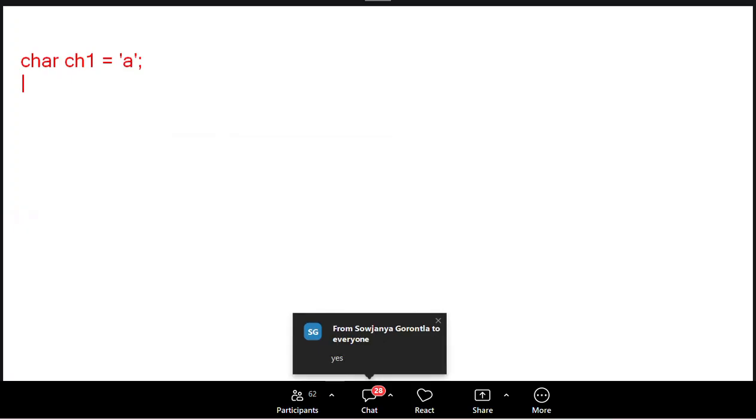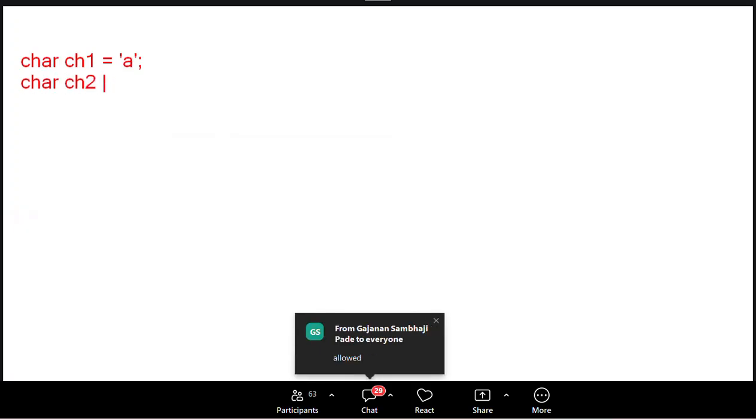Now, come to the char data type. Very, very, very important. Write a statement like this: char ch1 equal to single quote a. Allowed? A char variable is meant for storing a character. So a char literal, that is not a variable, I assign to the char variable. Allowed.